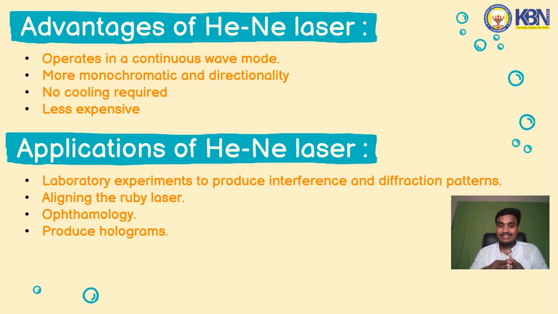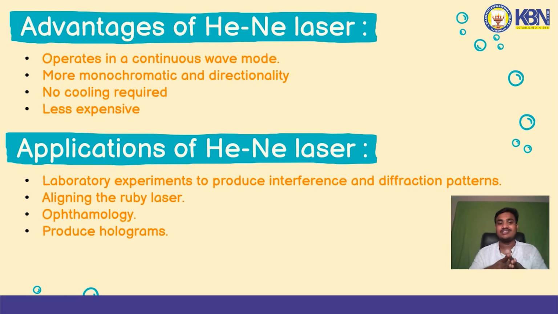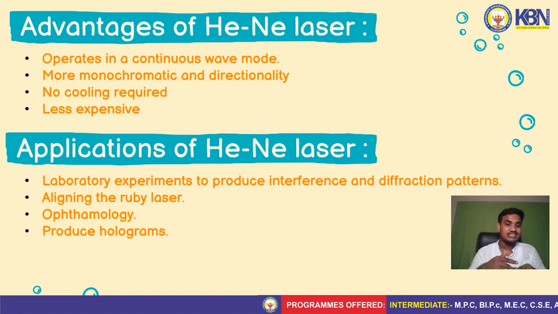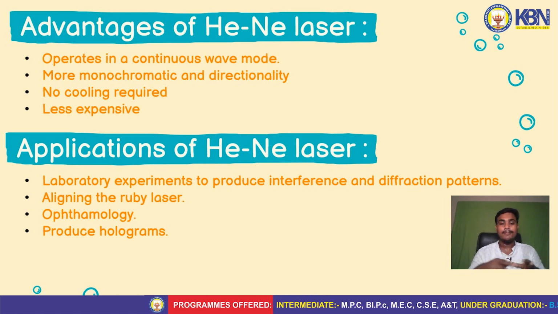The applications of the helium neon laser are that they are used in laboratory experiments to produce interference and diffraction patterns, and for aligning the ruby laser. Then they are used in ophthalmology, and they are used to produce holograms.